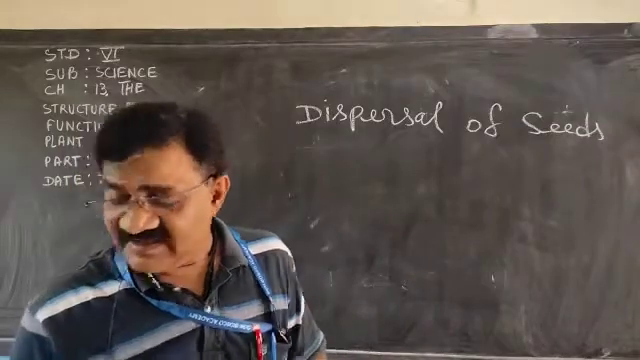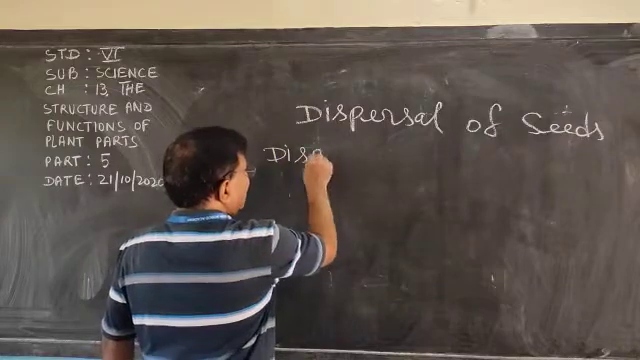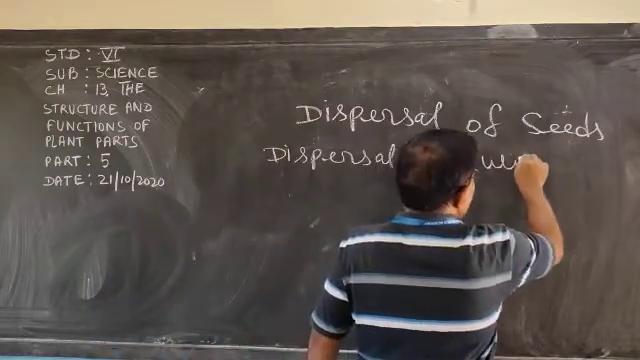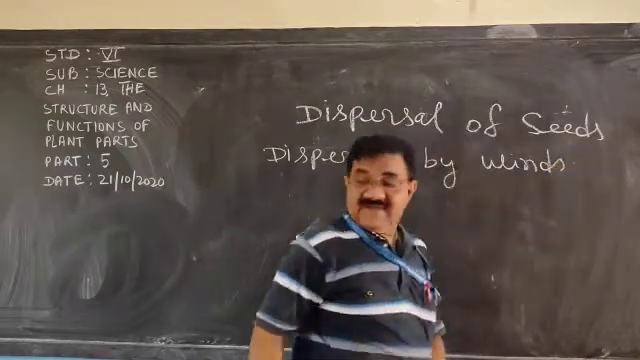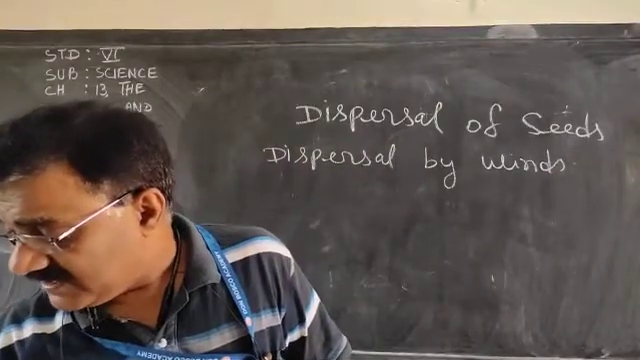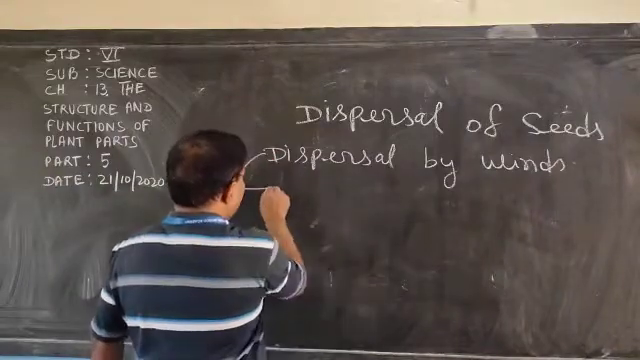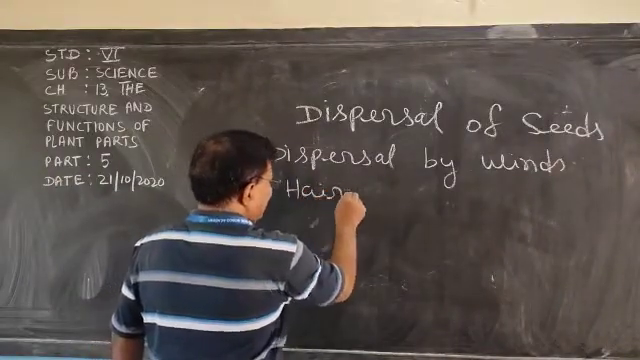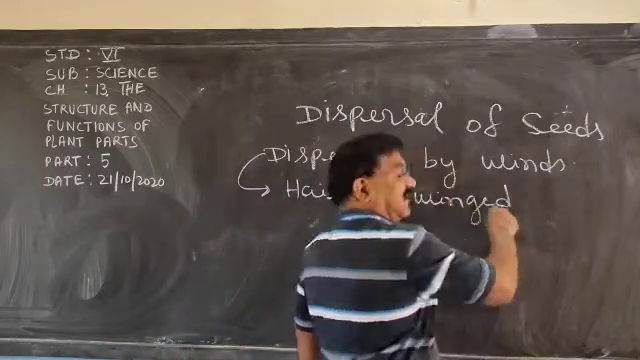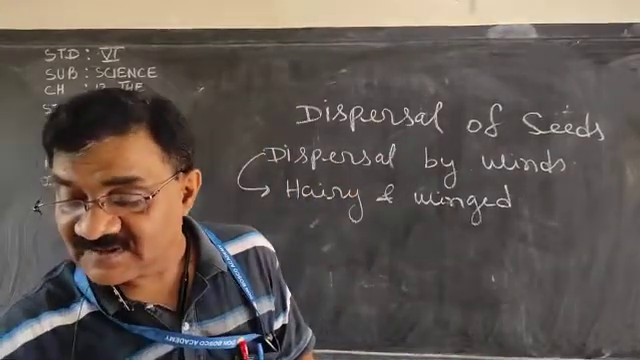Now let us see dispersal by wind. What are the features of seeds dispersed by wind? If the seed is scattered by wind, it must be hairy, light and winged. Seeds must be hairy and winged so that they can be carried by the wind. So this part is clear.